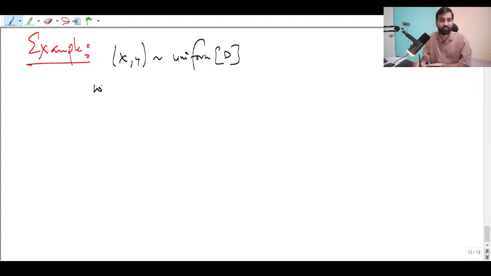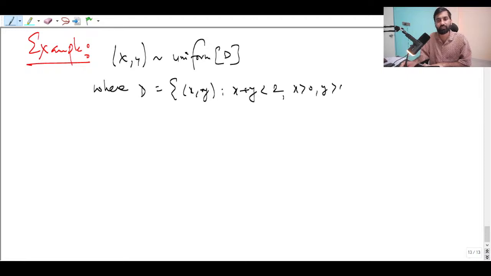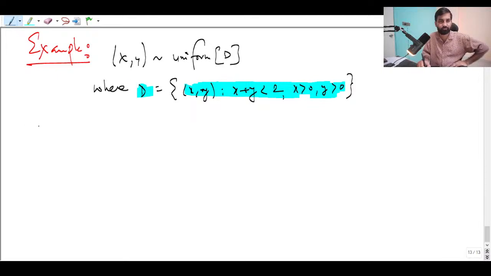And where D is given like this in terms of set builder form, like in terms of sets, that is given as small x and y taking values such that x plus y is less than 2, where x is greater than 0 and y is greater than 0. This is important. Okay, understand? So this is given. They might also give that your x and y are natural numbers. They might say like this also. So now you have to sketch this part. This D you have to sketch first.